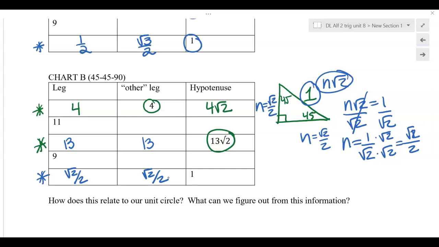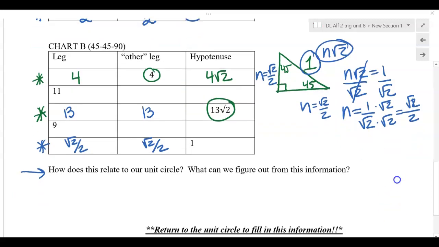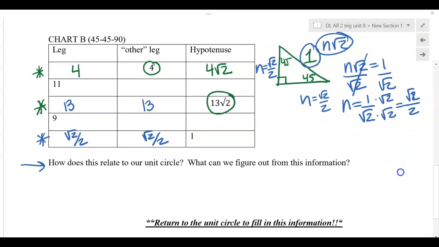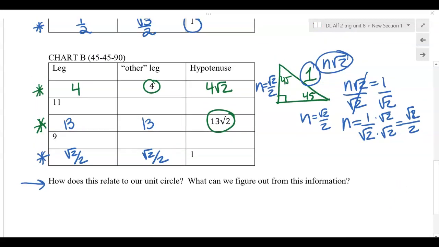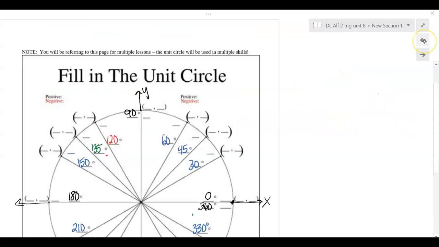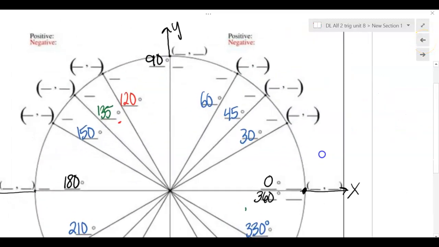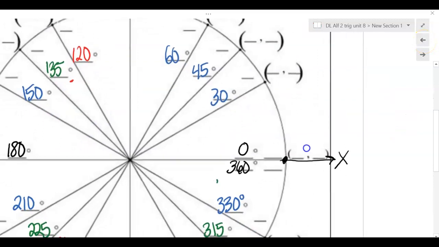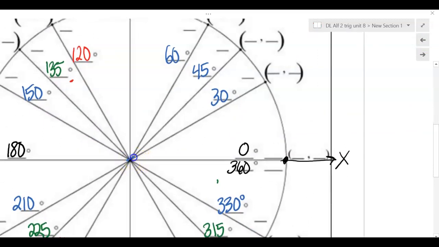But really for us, these are the key questions. How does this relate to our unit circle, and what can we figure out from this information? So we're going to go back to the unit circle on the previous page, and we're going to see how it relates. So here's a picture of your unit circle, and right now I'm going to isolate and zoom in on this position of this 30-degree angle right here.